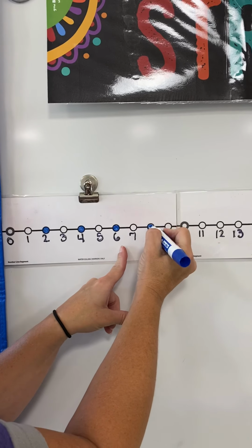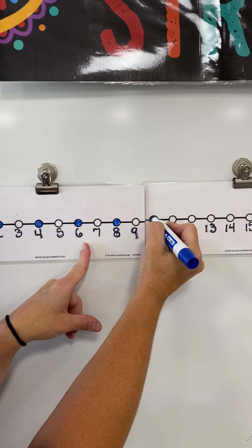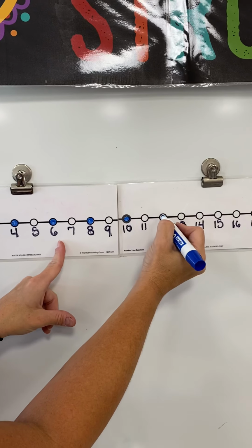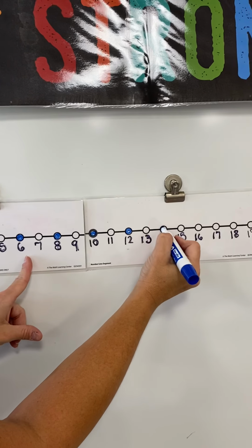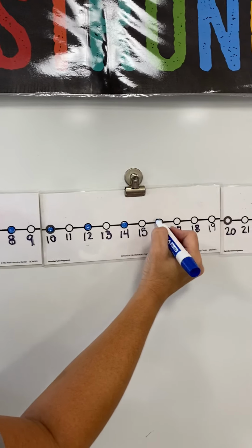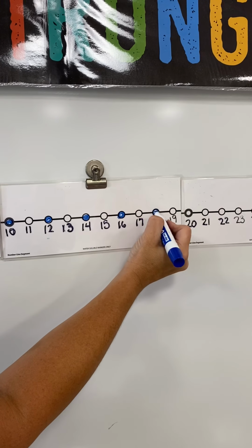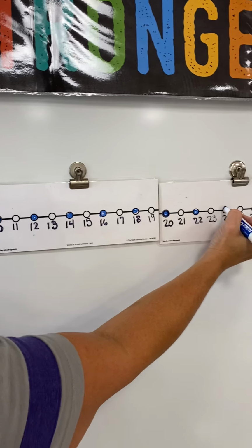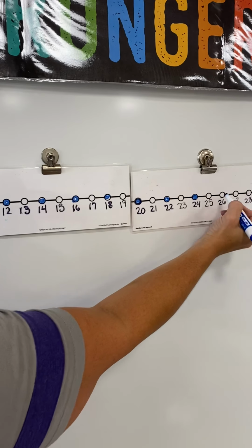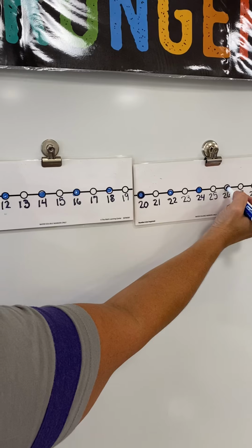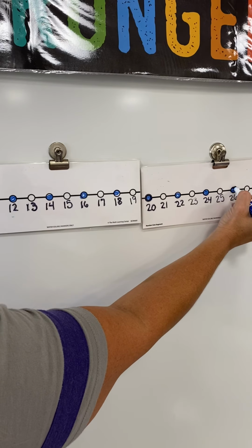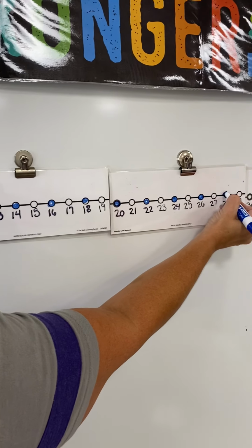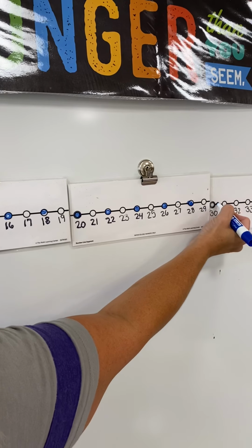Then we would be at 8. Then 10. Then 12. 14. 16. 18. 20. 22. And you guys learned how to do this back in skip count by 2s, I believe back in 2nd grade. So you guys should be pros at this. 28, and I'm going to stop right there at 30.